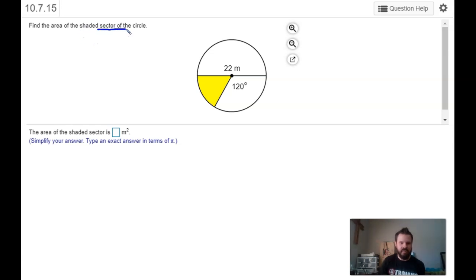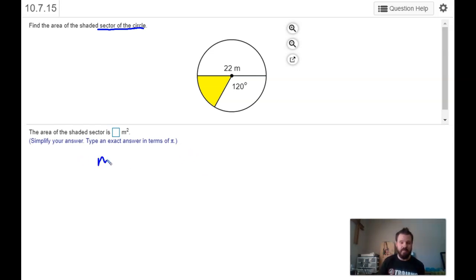Okay, sector of a circle just means a slice of the circle. So this yellow thing here is a sector. We're going to find that area a lot like we found arc length. Basically, with arc length, we took a fraction of the circle's circumference. For area of a sector, we're going to take a fraction of the circle's area. So my formula for this is going to be very similar to what we just did.